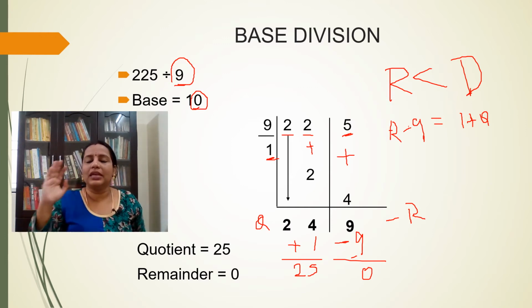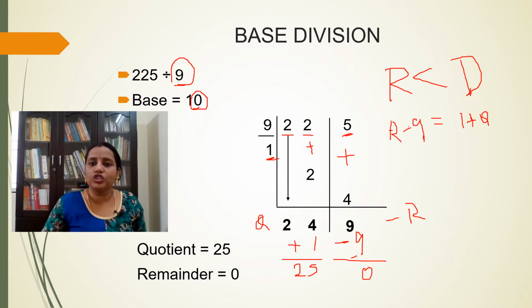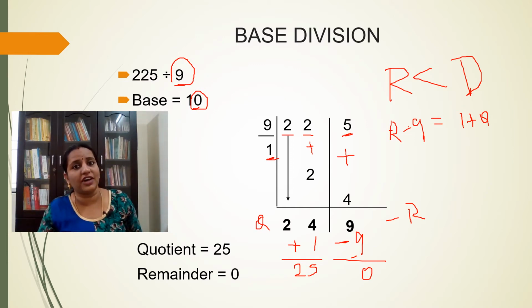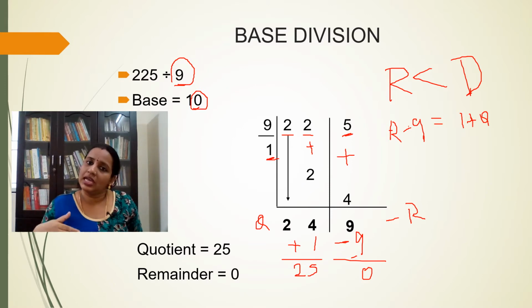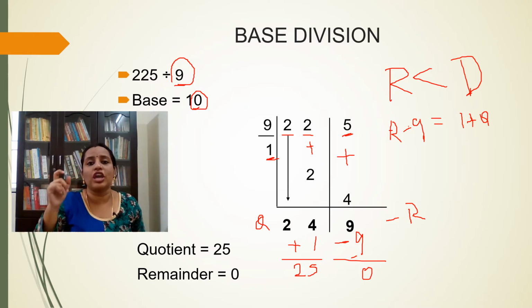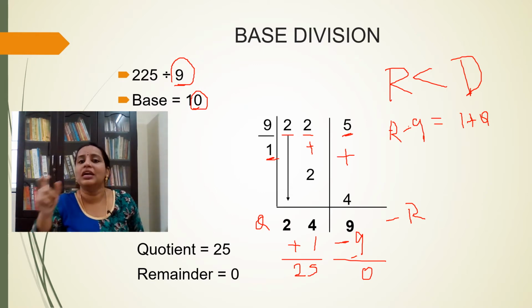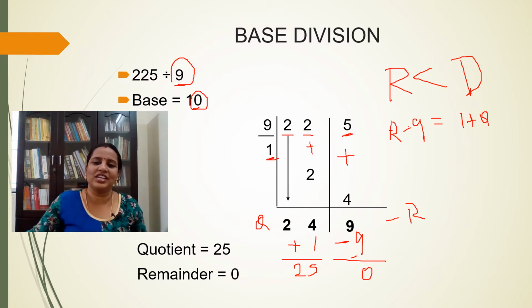Be clear with it. Our remainder should always be lesser than the divisor. If you are getting the remainder either equal to the divisor or more than the divisor, just go for the subtraction of the divisor from the remainder and addition of 1 to the quotient for every subtraction of the divisor. Okay, come on, next go for the next problem.